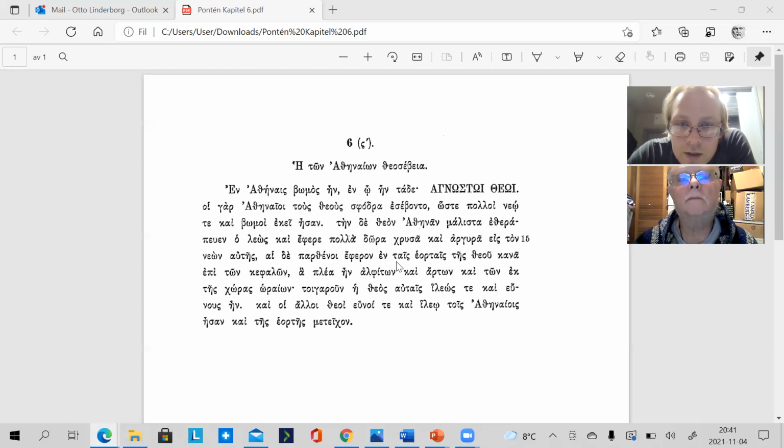Yes, here, entais heortais thesteo. In the festivals, I suppose, in her festival. So in the goddesses' festivals. Or in the festivals of the goddess.